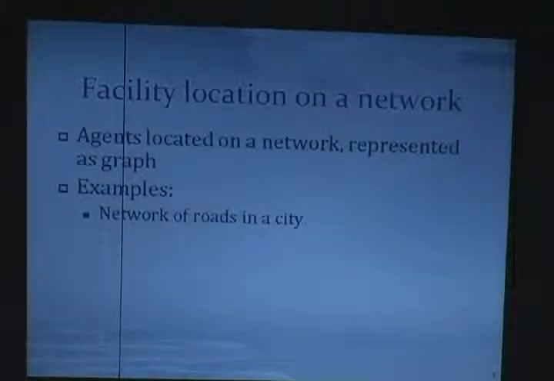Okay, so what I want to do now is make things more interesting. Instead of talking about a situation where the agents are located on a line, let's suppose that the agents are located on a network, represented as a graph. The obvious generalization would be, instead of looking at a road, we have a network of roads, and we want to locate, again, a public facility like a library or a train station.